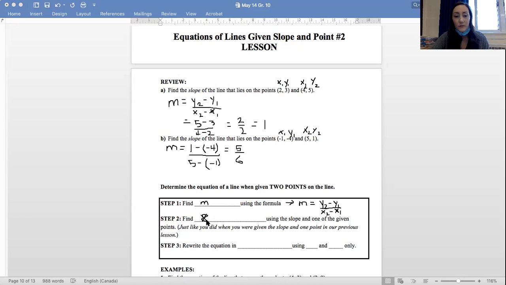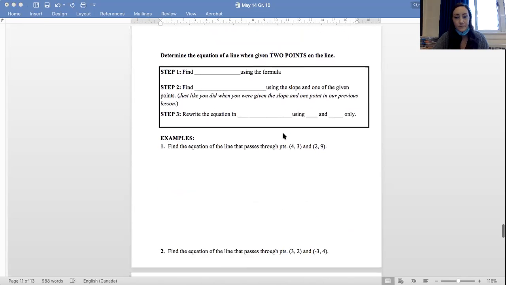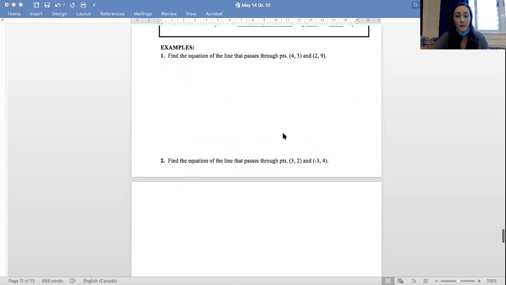Now you have to find the y-intercept, sorry. You have to find the y-intercept using the slope and one of the given points, just like you did above. Then rewrite the equation in y equals mx plus b, using only m and b. It's very similar to what you just did. You are just adding the step of having to find the slope yourself. So I'm going to clear this, and we've got two examples here.